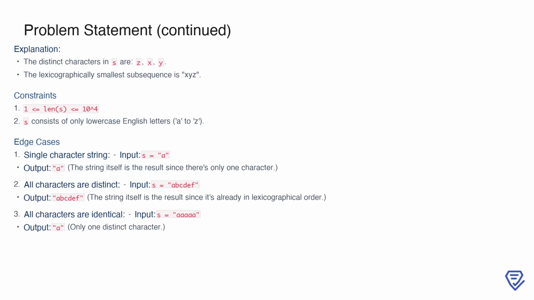Now, in the third example, the input string is S equals ZXYZX. The distinct characters in this string are Z, X, and Y. To determine the lexicographically smallest subsequence, we arrange them as ZXY. This sequence not only includes all the distinct characters, but it also respects the order in which they must appear to maintain the desired properties. Hence, the output is ZXY.